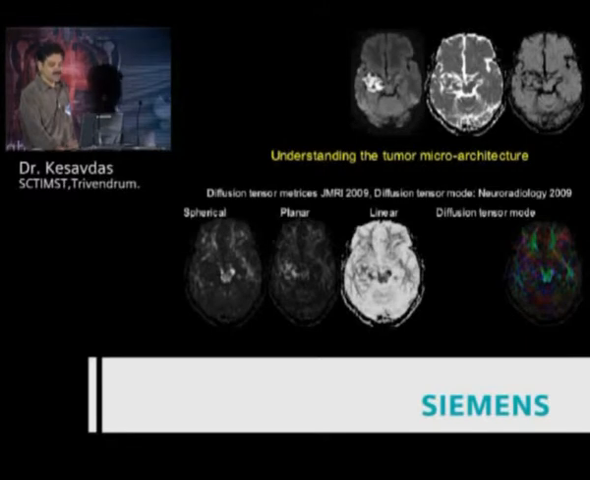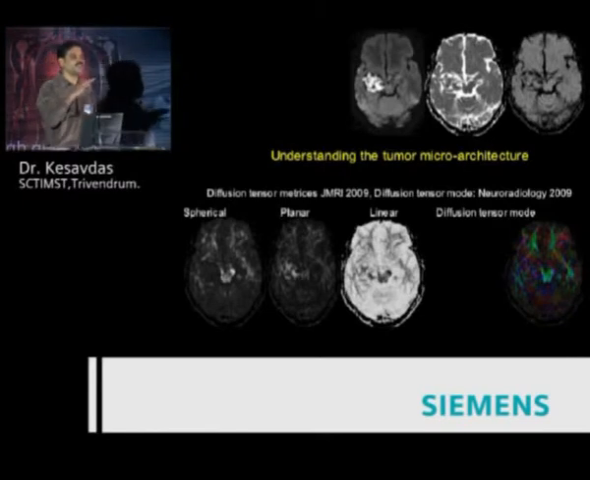And these are all information that you get in your DTI card. And I'm sure that most of you are not using it. This is spherical anisotropy. This is a planar anisotropy map. This is a linear anisotropy map. And there is something called diffusion tensor mode. What does it give? All these things give information about how the fiber tracks are there within the brain, or within the tumor, is there a directionality or not?